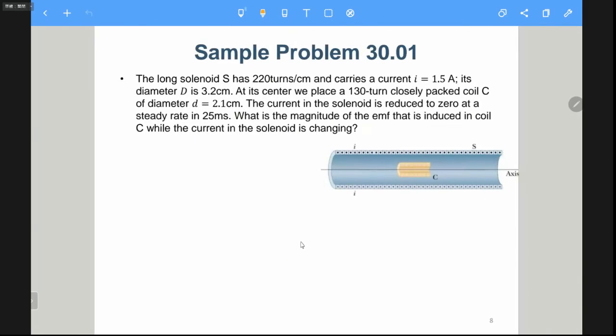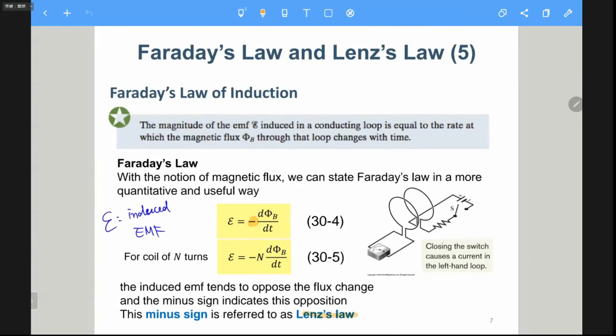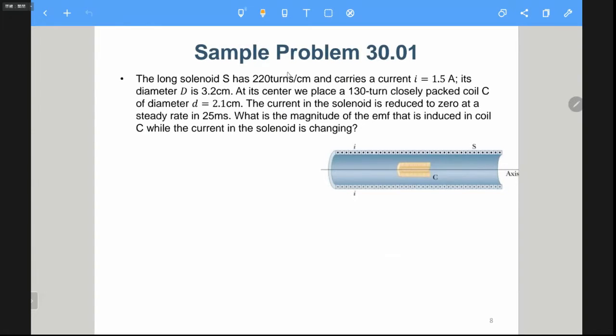Okay, so let's take a look at sample problem 30.01. It says a long solenoid S has 220 turns per centimeter and carries a current I. Its diameter is D.